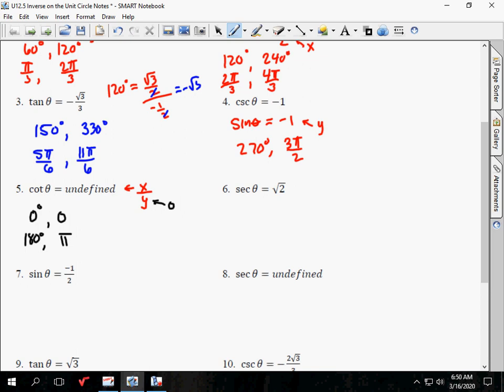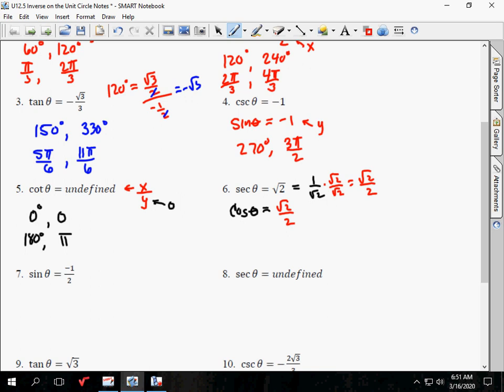All right, secant is root 2. The reciprocal of secant is the cosine. And the reciprocal of root 2, well, think of it as root 2 over 1 and then flip it. So that's 1 over root 2, and then we could multiply top and bottom by root 2. So that's root 2 over 2. So if secant is root 2, then cosine is root 2 over 2.